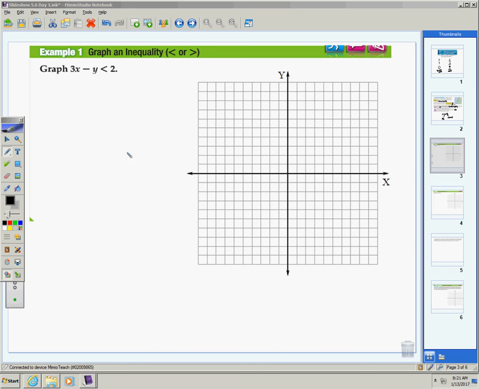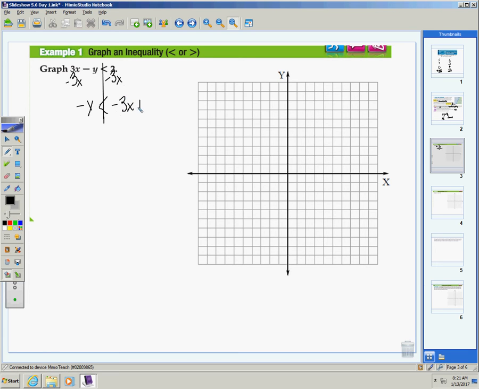Inequality, we always want them to be in slope-intercept form, so I'm going to solve this for y. First thing I'm going to do is subtract 3x from each side, so I get negative y is less than, and I always write my x term first, negative 3x, and this was a positive 2, so I write plus 2.